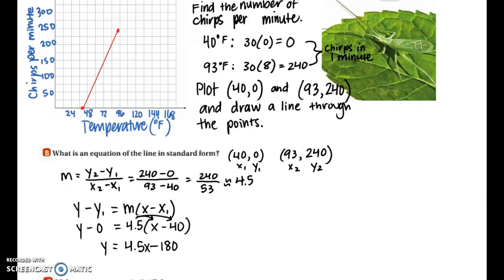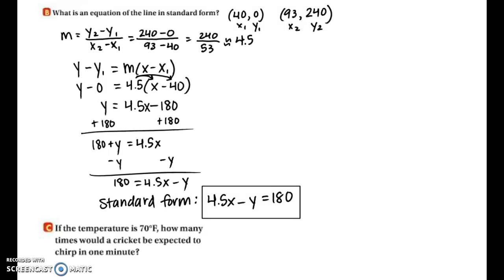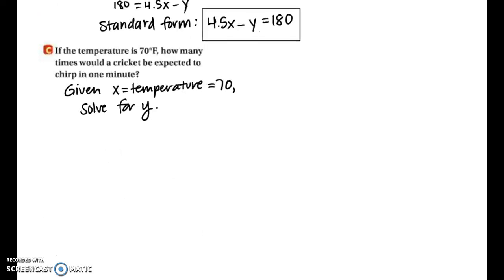Now it asks for standard form, so what we need to do is get the x and y variables on the same side of the equation. I added 180 to the other side and subtracted y, so I got 4.5x minus y equals 180, and that's the standard form.